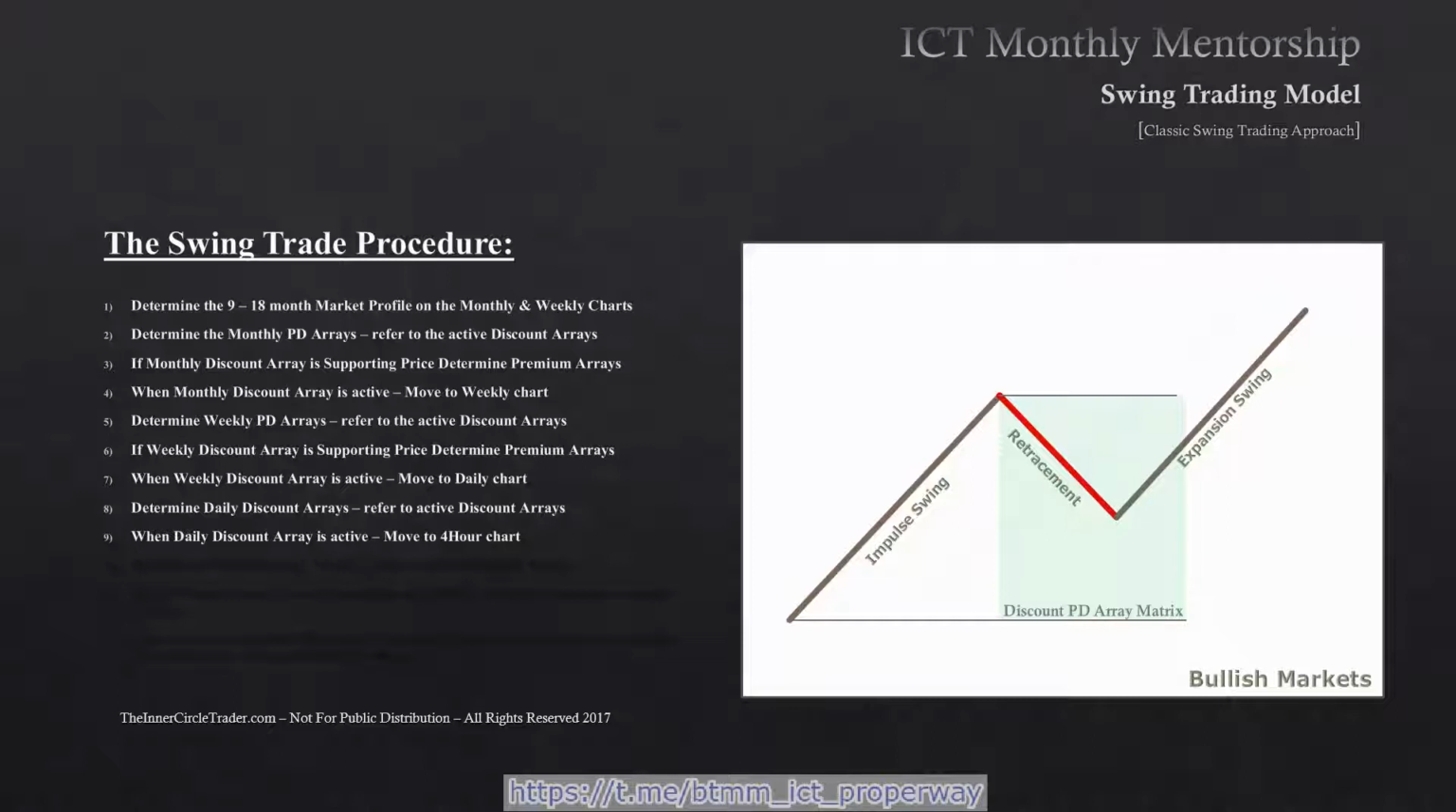And once you understand where the daily discount arrays are, they're active, you know which ones are not there. In other words, there may not be a void, there may not be a breaker, but whichever ones are active in the discount spectrum, you take those and you transpose those over to a 4-hour chart. Then you're going to determine your 4-hour discount arrays, labeling which ones are in the discount. In other words, there may not be breakers, there may not be a void, there may not be a gap, but there are old lows, there are bullish order blocks, and those need to be defined. Then you're going to be referring to the active discount arrays on that time frame as well.